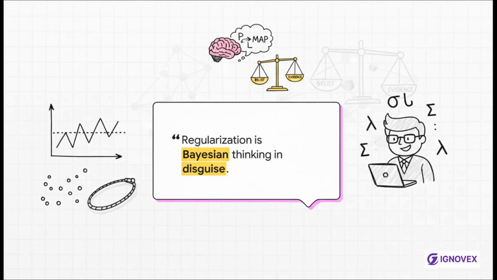This quote just says it all. When a data scientist adds a regularization term to their model to stop it from overfitting, what they're really doing, whether they even realize it or not, is applying MAP estimation. They are injecting a prior belief directly into their algorithm.